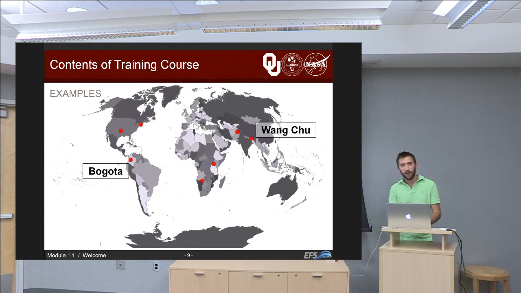And during this training series of videos, we'll actually look at 2 examples. The first will be on the Wenchu River Basin, which is in the nation of Bhutan, in the Himalayas, South Asia. And then we'll spend a more extensive amount of time on the Bogota River in the nation of Colombia on the north shore of the continent of South America.